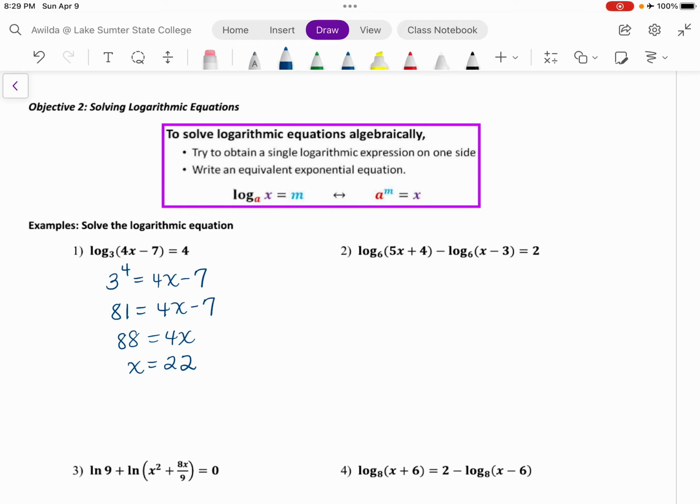In the next example, we have logarithm base 6 of 5x plus 4 minus logarithm base 6 of x minus 3 equals 2. Before we convert this into an exponential equation, first let's combine the two terms on the left into a single logarithmic expression. Recall that the quotient rule states that we can combine the two arguments as a quotient.